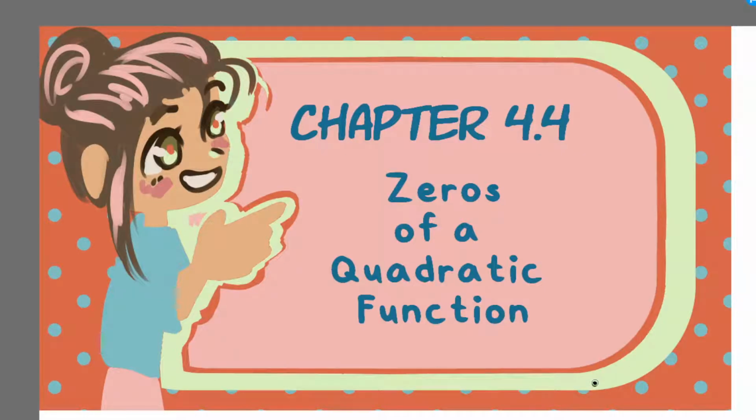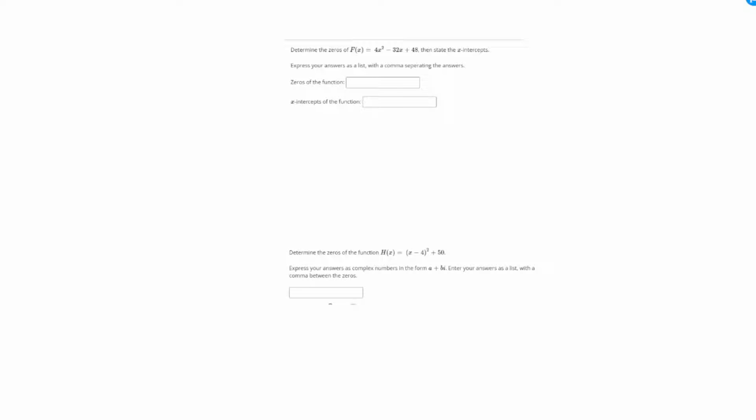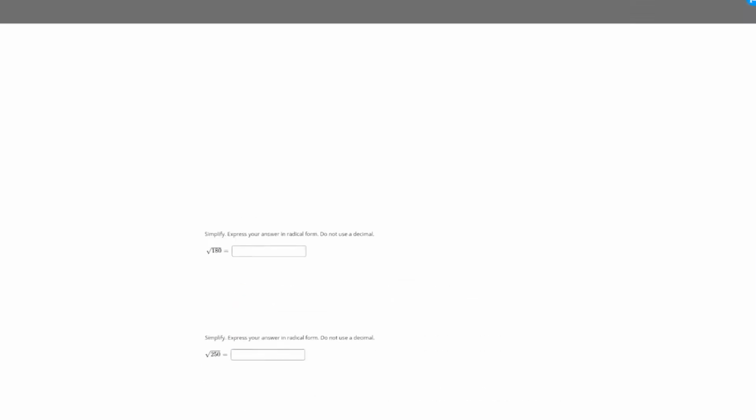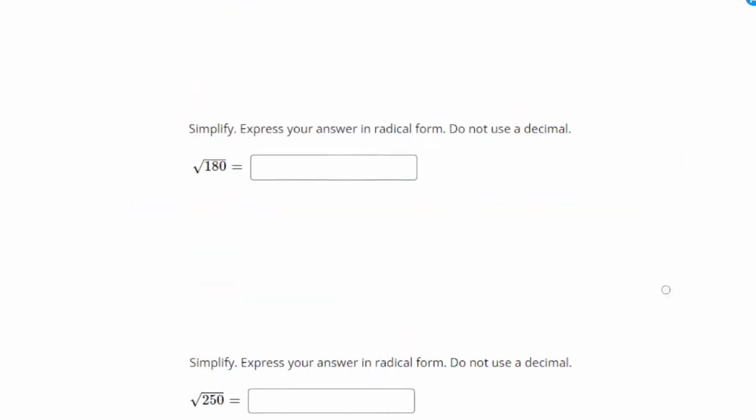Hi, so today we're going to be covering chapter 4.4, which is zeros of a quadratic function. Now, there's a lot to cover in this one. It's going to look intimidating at first, but soon you'll understand. So, I have quite a few examples here, just to get an idea.